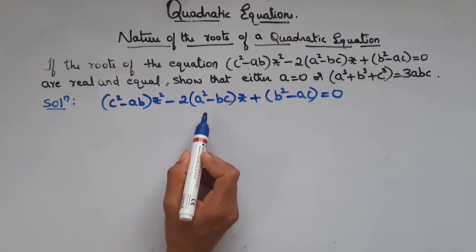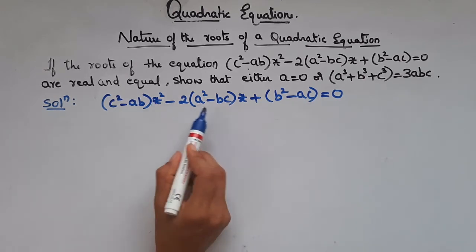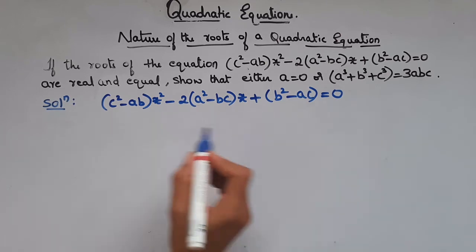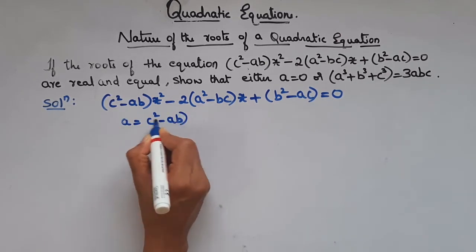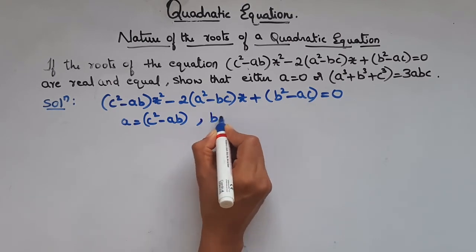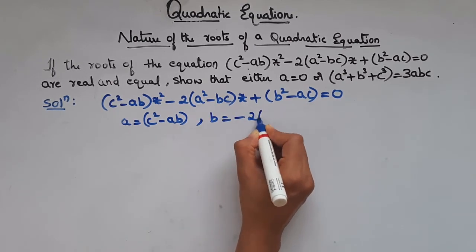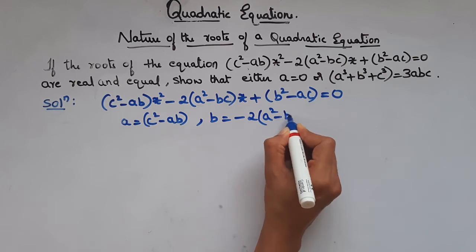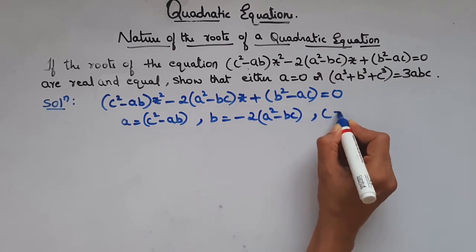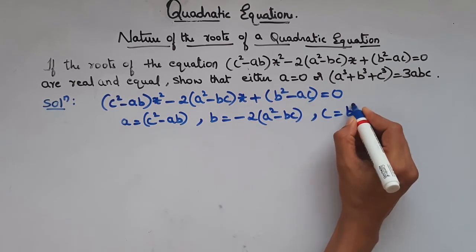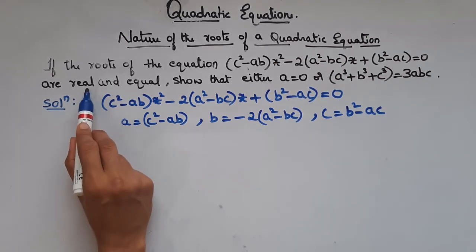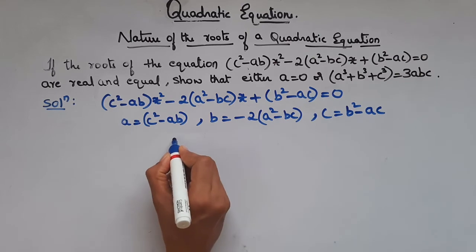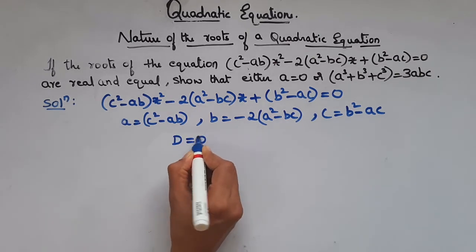So this equation is in the standard form, that is ax square plus bx plus c equal to 0. Here a is c square minus ab and your b is minus 2 into a square minus bc and your c is a constant term, that is b square minus ac. Here it says the nature of the roots are real and equal. That means your discriminant is equal to 0.